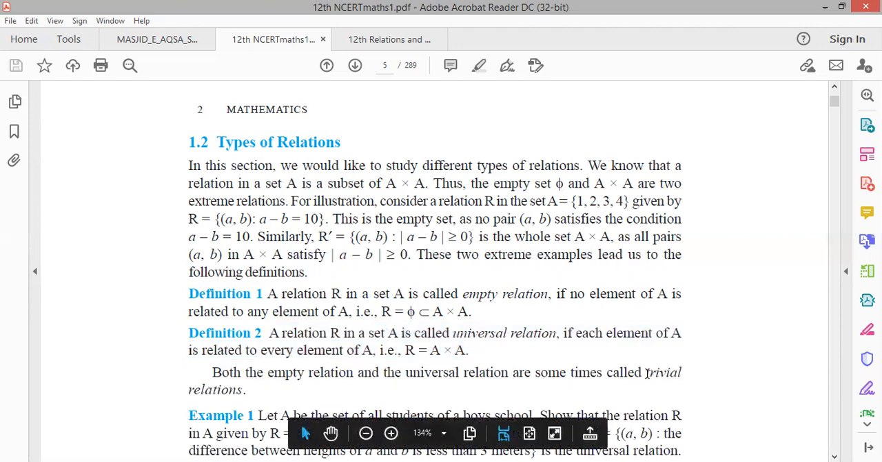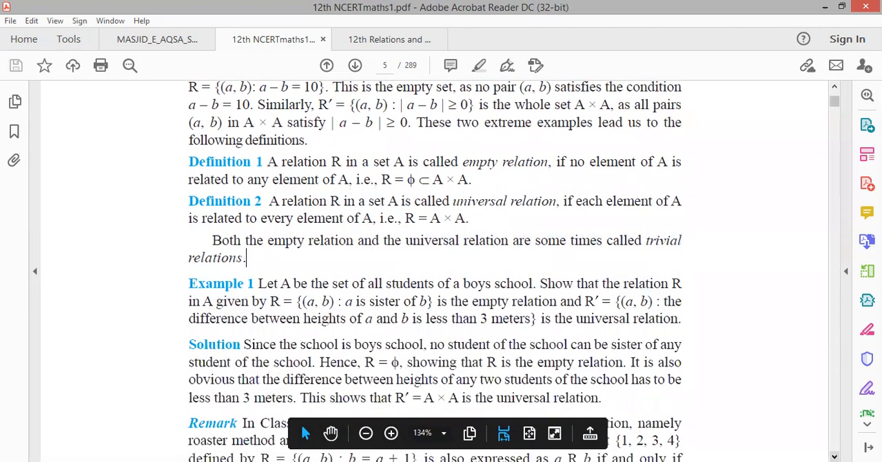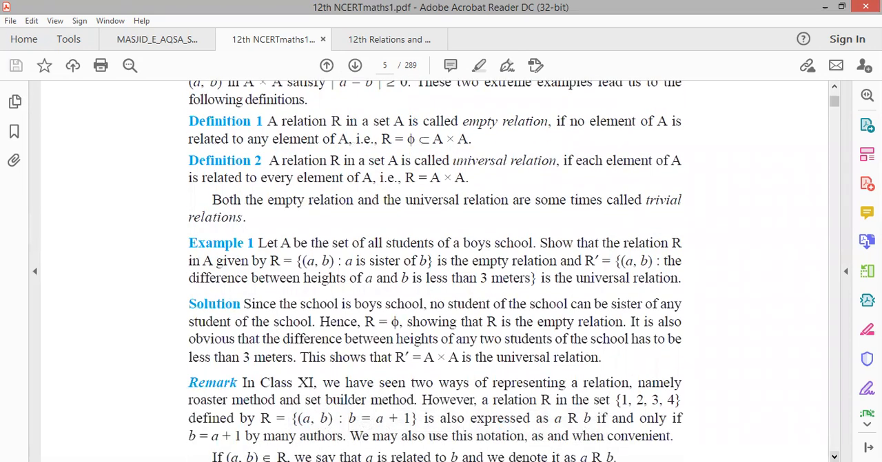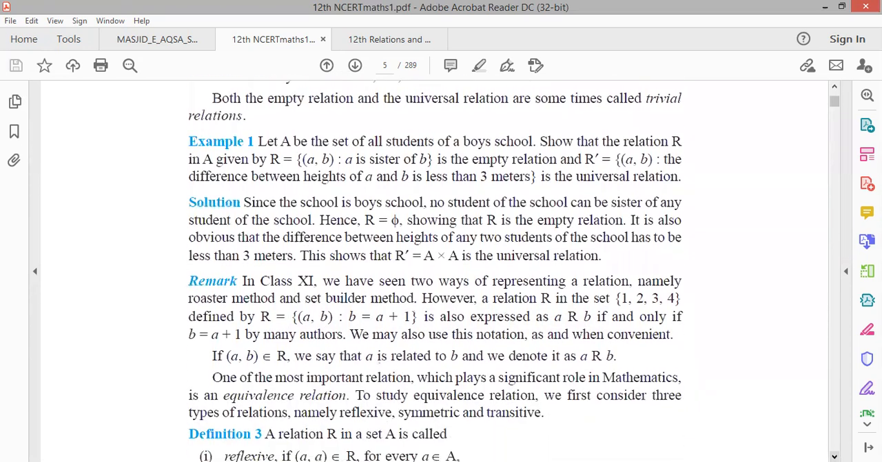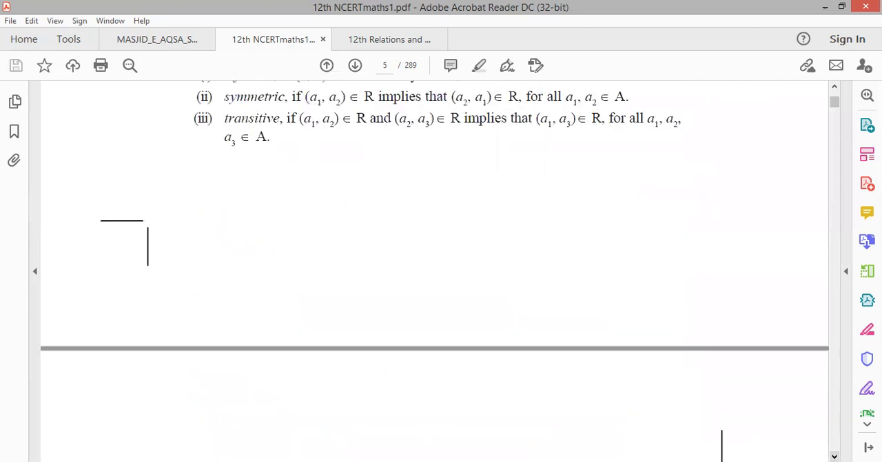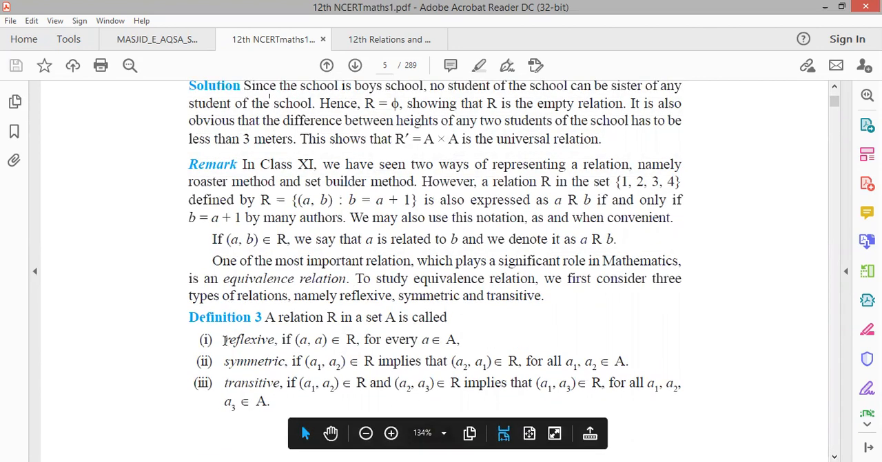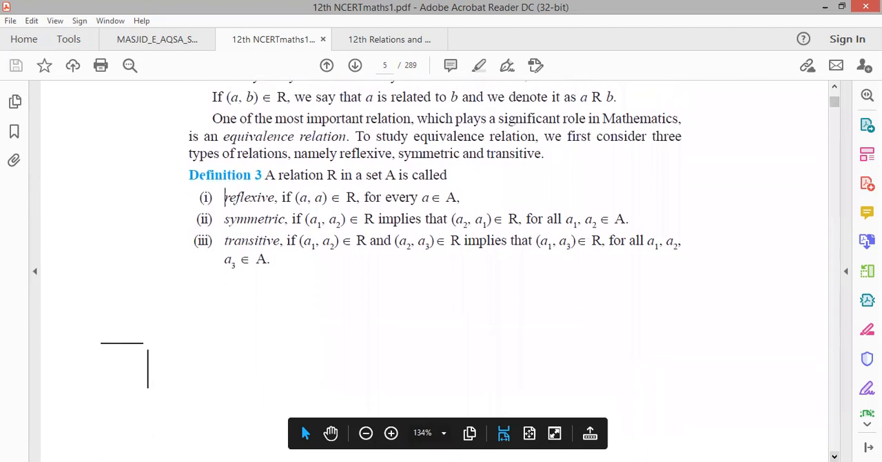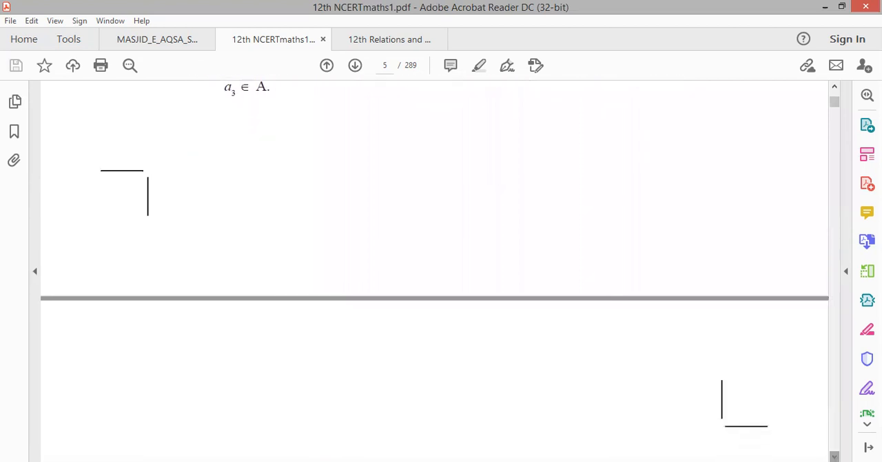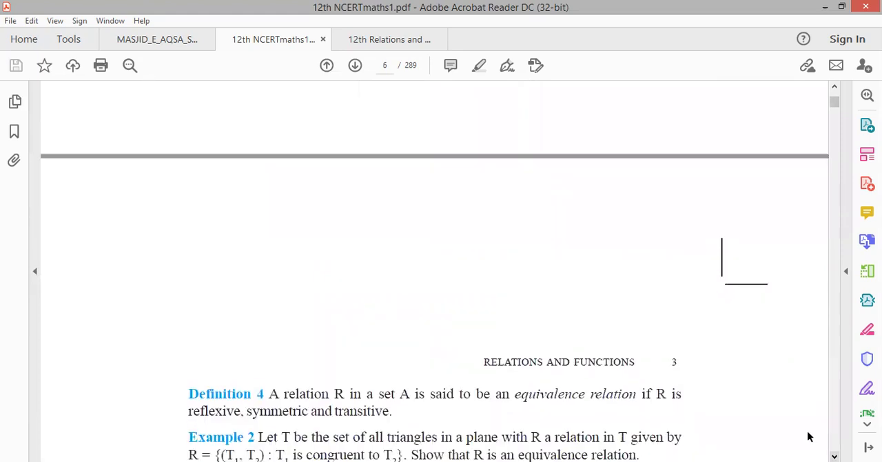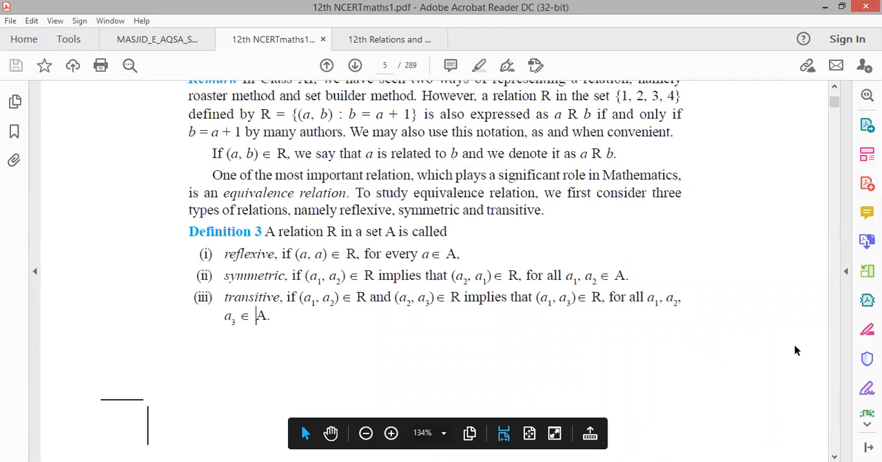Let's note that these two relations are called trivial relations. Whenever trivial relations come to your mind, you should take them as the empty relation and the universal relation. We have different examples here. You can see them one by one, and we have some more definitions here: reflexive relation, symmetric relation, transitive relation. These types of relations are usually asked in questions in your text, so we should know what they are and how they are identified.